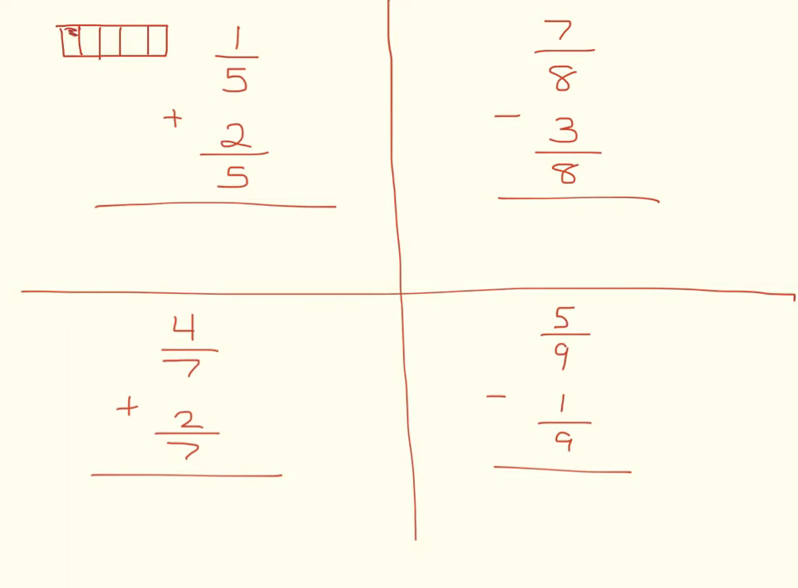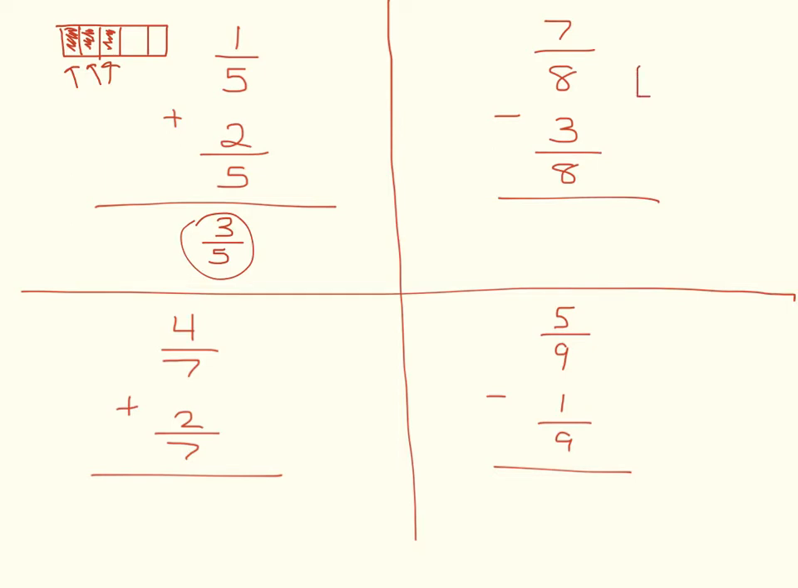So here is 1/5, and then I want to add 2/5 to it. So I'm going to add another fifth and another fifth. So this is 1/5 plus 2/5, and all together that makes 3/5, just like that. So 1/5 plus 2/5 makes 3/5. Now let's look at the next one on the right, 7/8 minus 3/8.